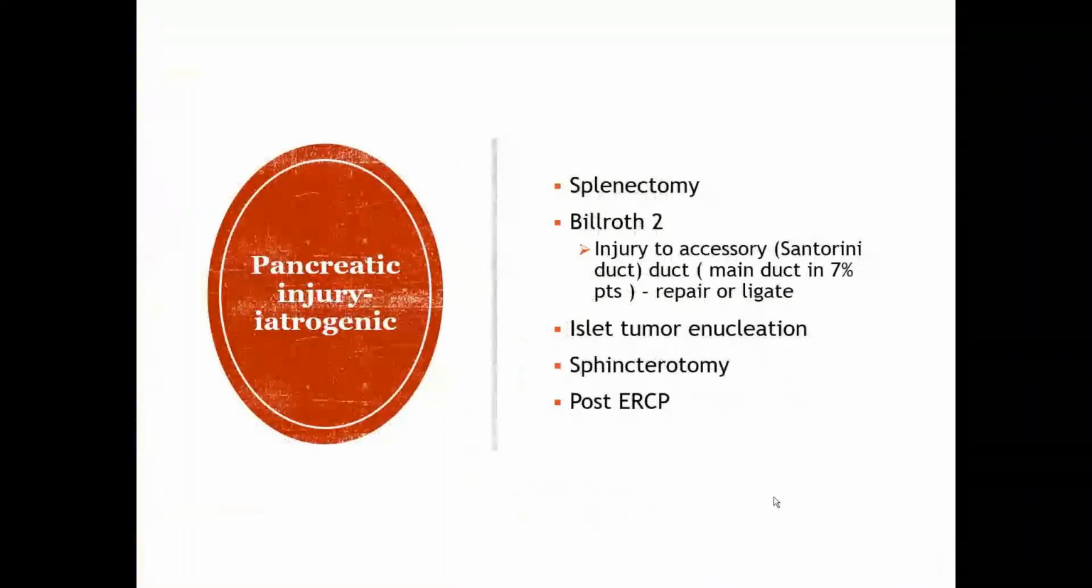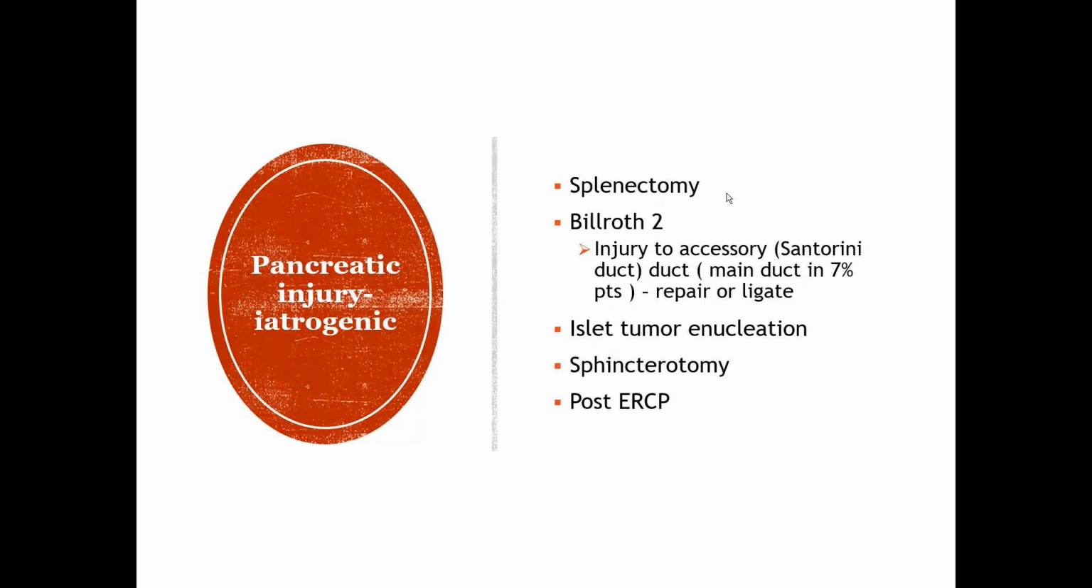If it is an iatrogenic pancreatic injury, very commonly the most common surgery where it is done is splenectomy. You've done a splenectomy, you were not careful, you ligated the splenic hilum, and in ligating that, you also ligated a part of the tail of the pancreas. So this patient goes into postoperative pancreatitis.